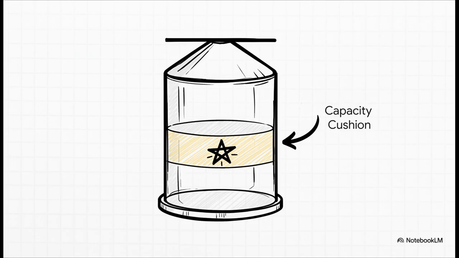In English, the best operating level is the percentage of your capacity that you're using where your cost per unit is the absolute lowest. It's the sweet spot for efficiency. And finally, a really important strategic idea, the capacity cushion.